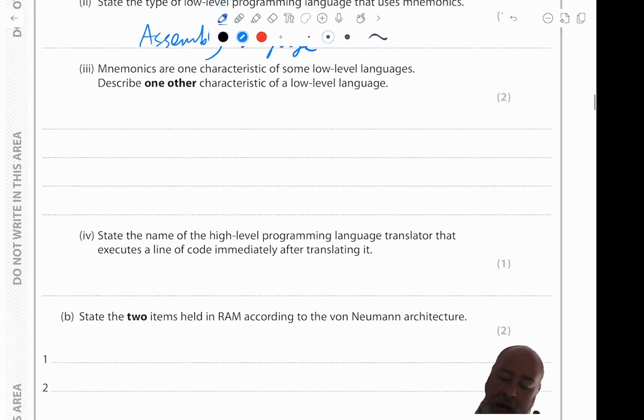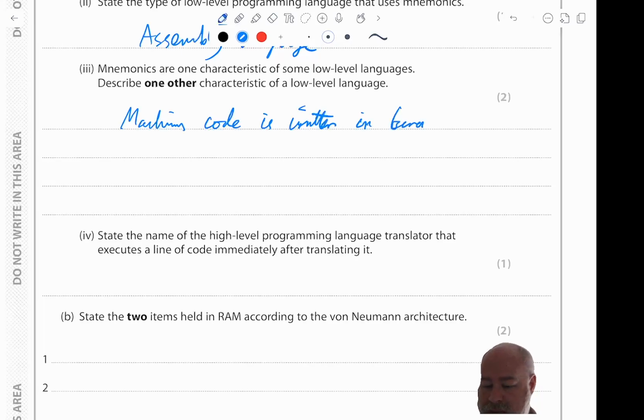And mnemonics are one characteristic of some low-level languages. Describe another characteristic. Well, there are lots that we could put in here. Machine code is the lowest level, is written in binary. Okay, so that's the lowest possible level, and those are going to be all the zeros and ones that pertain specifically to a particular manufacturer, like HP or Dell, or something like that. They're also hardware specific.